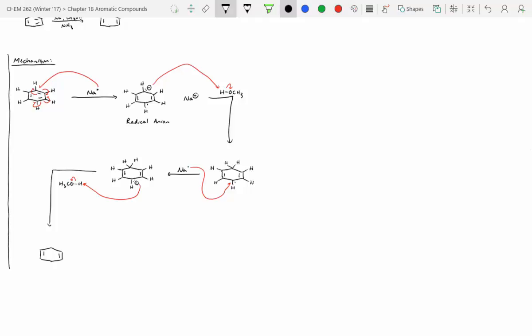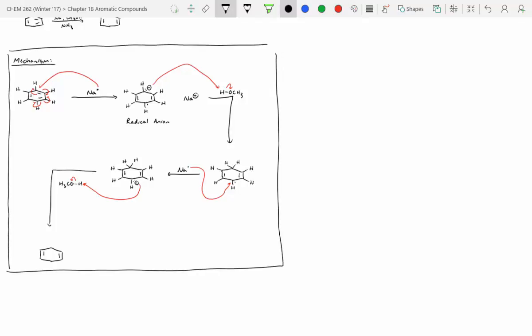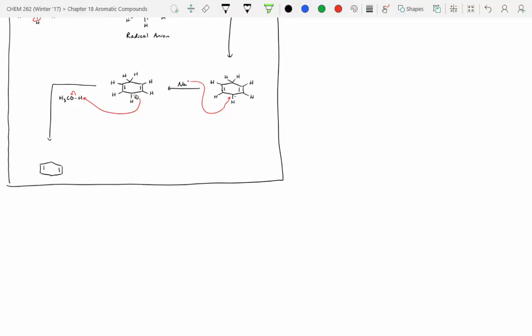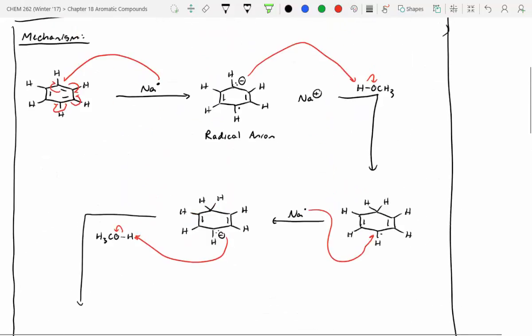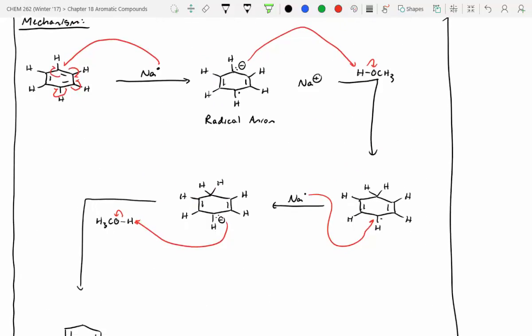However, we do have to pay attention to our regiochemistry. So let's take a look at the regiochemistry. I have a question on that. Where do you initially get, so why do we have a sodium radical out of nowhere, and then we have a sodium ion on the other end? That's a good question.